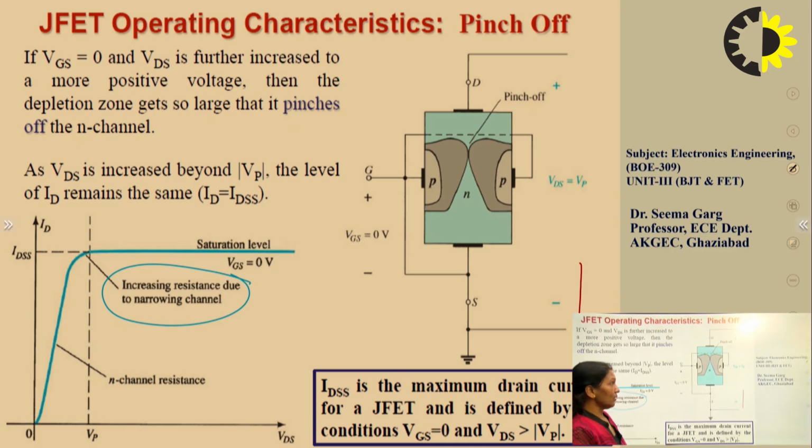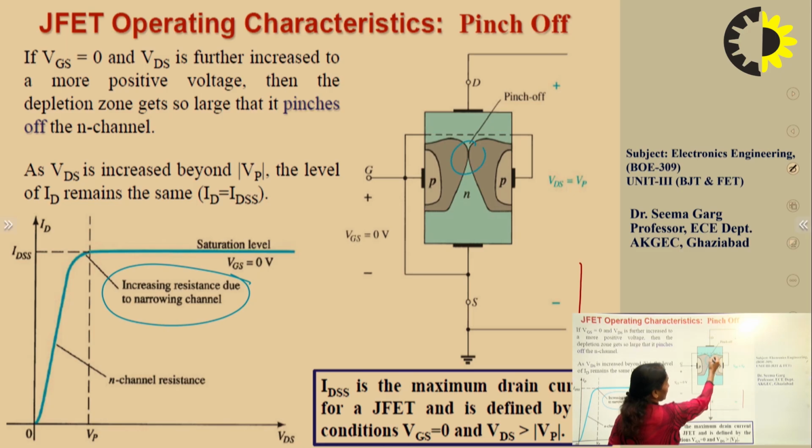Why? Because of the reverse biasing of the input and output of the junction, the gate or the drain of the junction field effect transistor. So this is the situation when pinch off takes place, and this is the time when your VDS will be equal to VP.